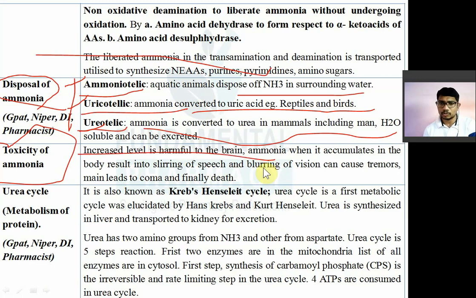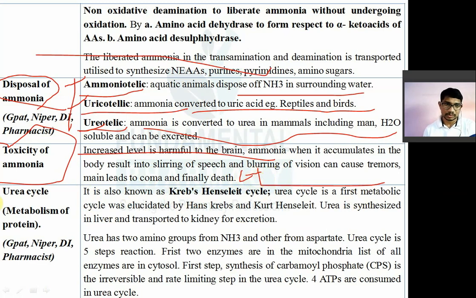Accumulation of ammonia in the body results in slurring of speech, like someone who has drunk a lot and how they talk. That is slurring of speech, slurring of vision, and it can cause tremors and may lead to coma and death. So this ammonia has to be disposed of from the body. It is toxic to your body.